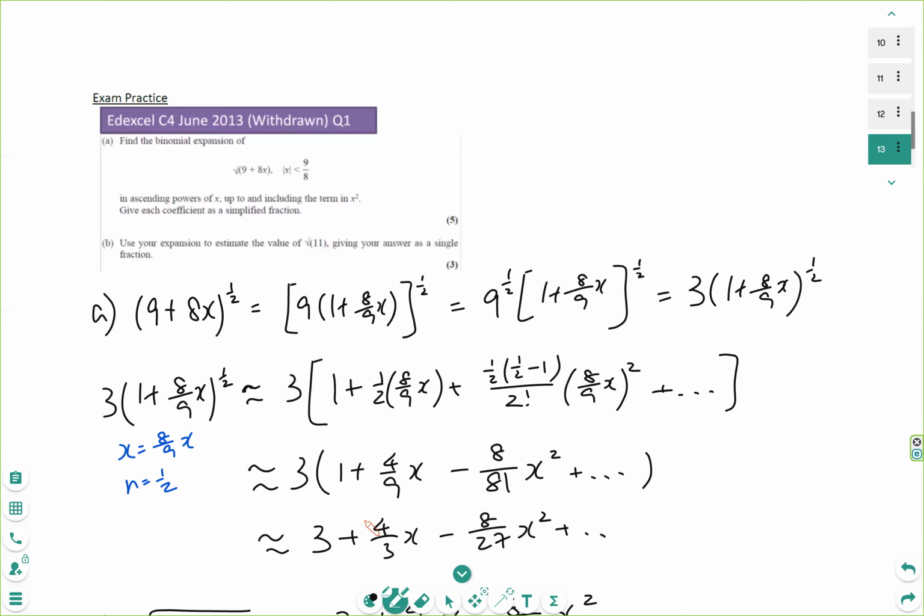So here's the answer for part A. All the way up to x squared. Even though a lot of questions will be asking for x cubed, here it's just x squared. So do not do more. It's not worth wasting the effort.